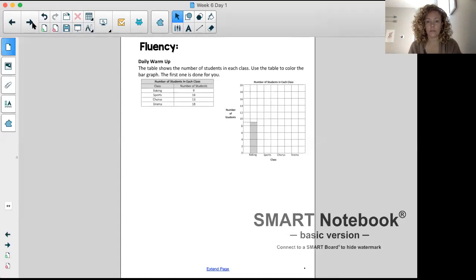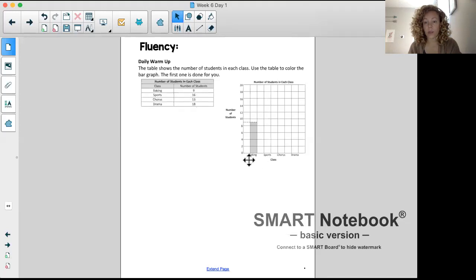Okay, fluency. The table shows the number of students in each class. Use the table to color the bar graph. The first one has been done for you. So over here we see number of students in each class. In baking class, there are 9 students. In sports class, there are 16 students. In chorus class, 13 students, and drama, 18 students.